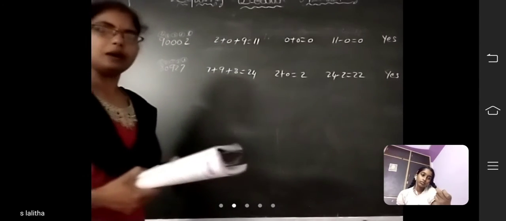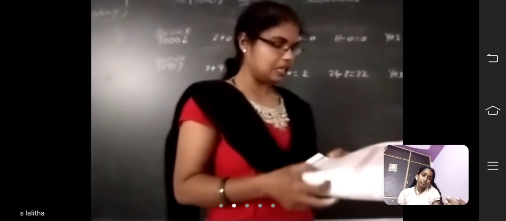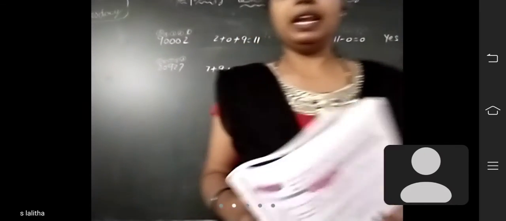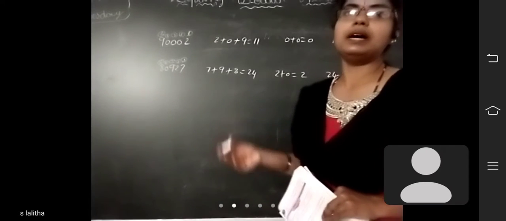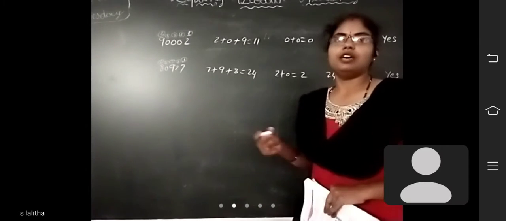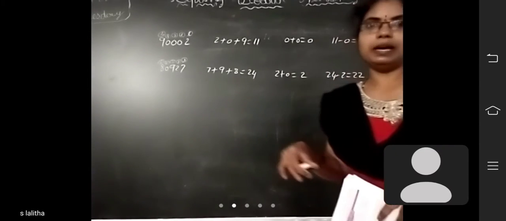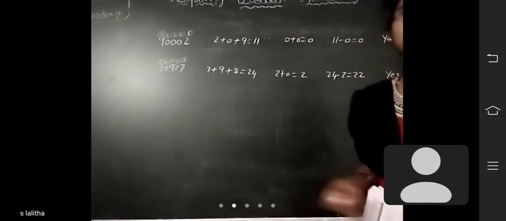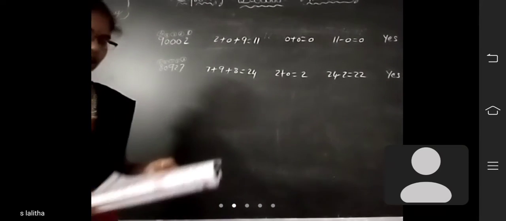Okay. So what do you observe from the table? Observe that in each case the difference is either 0 or divisible by 11. All these numbers are divisible by 11. So what is the divisibility rule by 11? If the difference between the sum of the odd places and the sum of the even places is either 0 or divisible by 11, that number is divisible by 11. That is the rule, divisibility by 11. Okay, children? Now, take your notebooks.